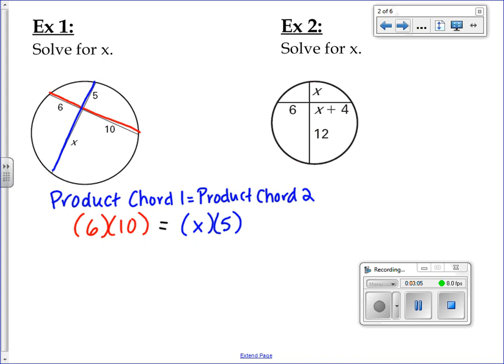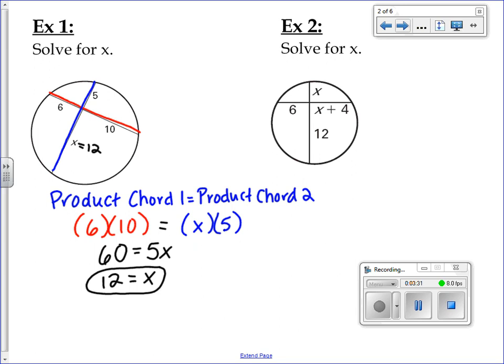From here, it's just algebra. So 6 times 10 is 60. X times 5 is just 5x. And then you divide. So X will equal 12. So that is the length of this missing piece of the chord, 12. Go ahead and try example 2. If not, just keep watching the video and I will walk through example 2.